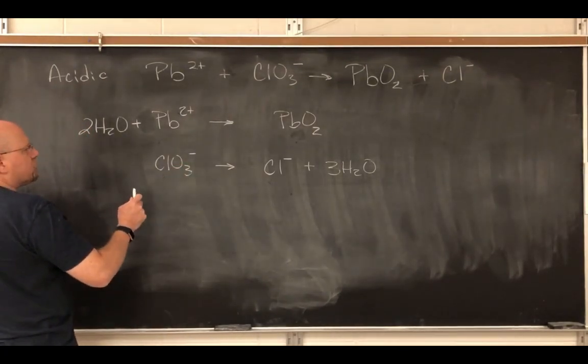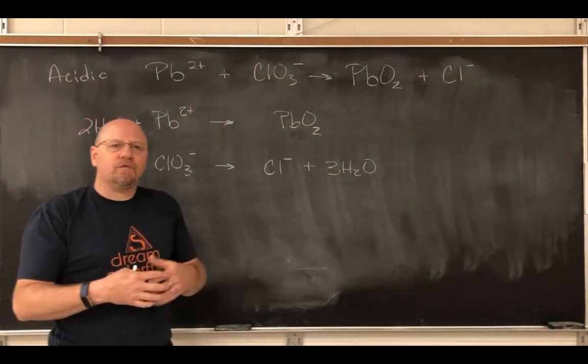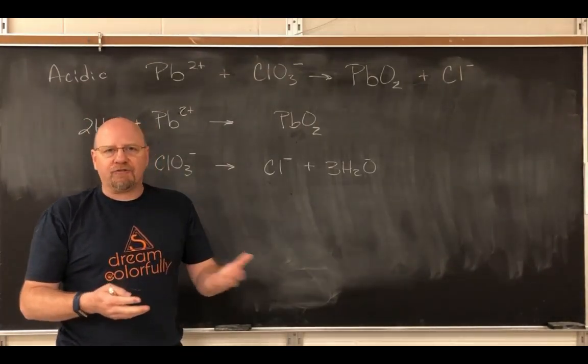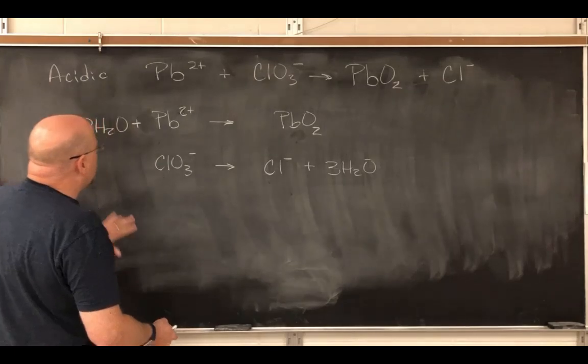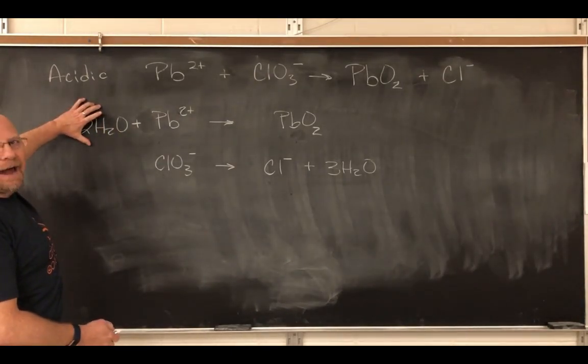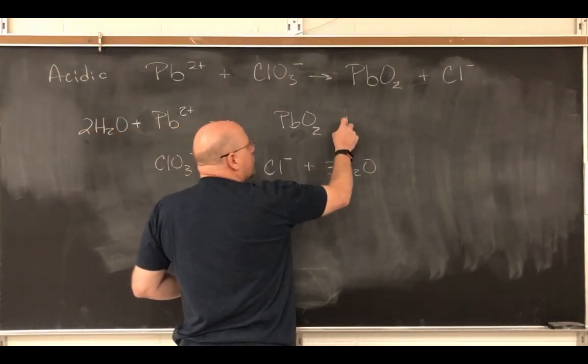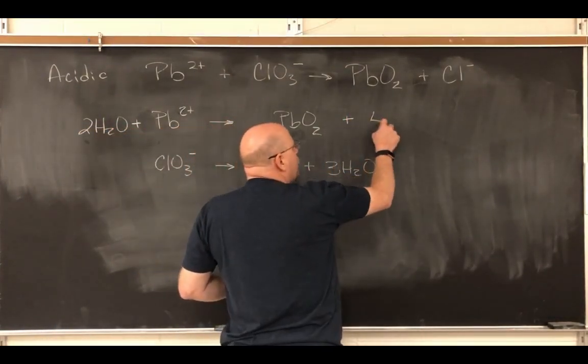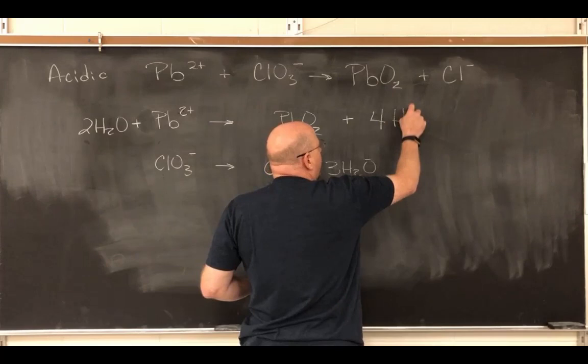Now, to balance the hydrogens, we use the hydrogen ion, the H+. So on this side of the reaction, we have 4 hydrogen atoms. We will then go over here and put 4 H+.